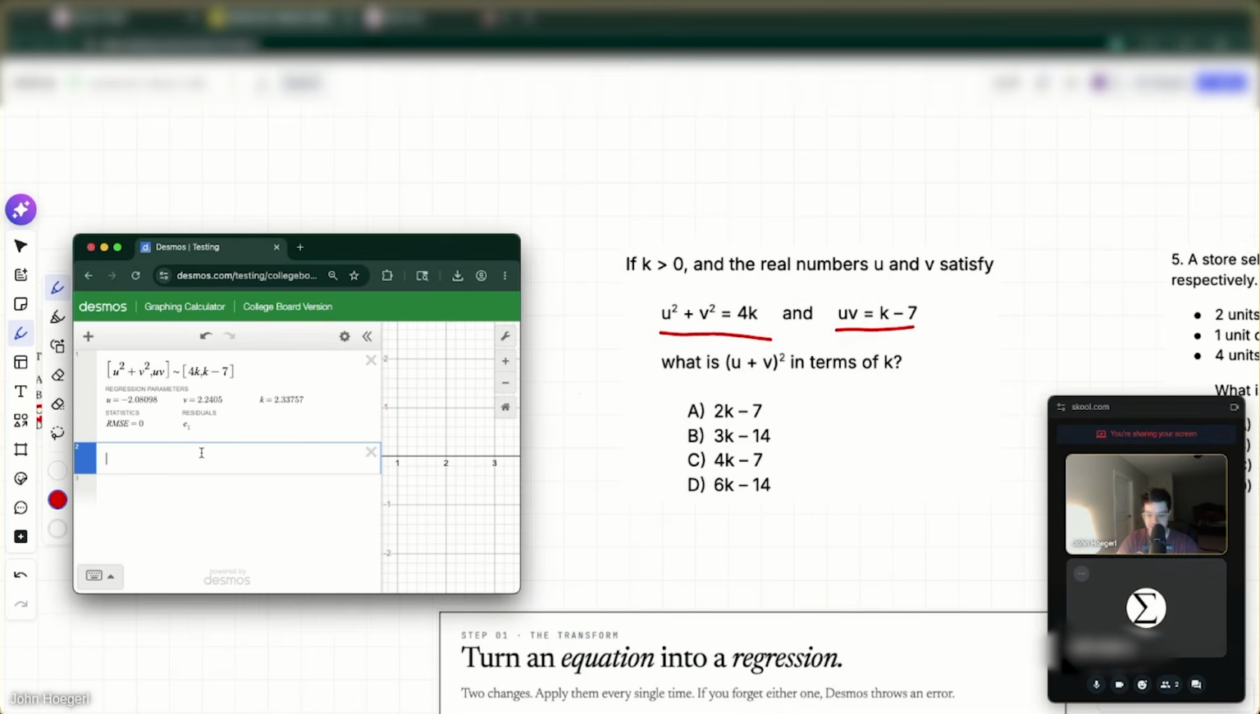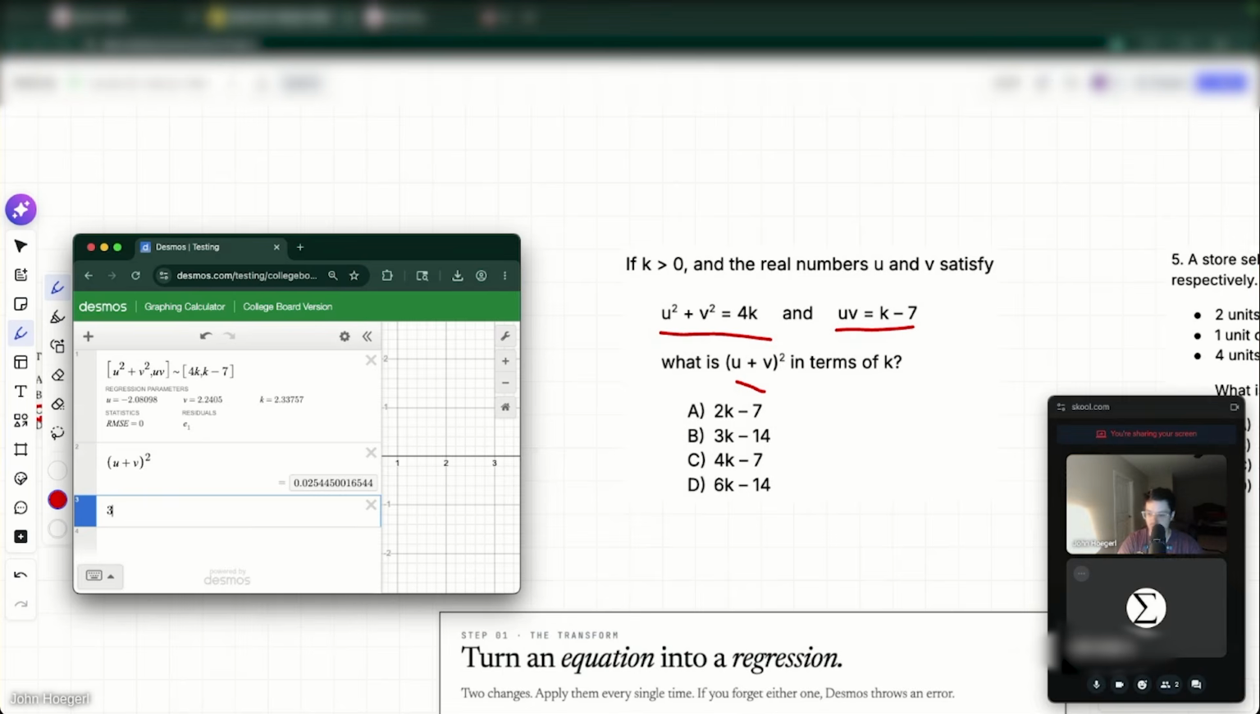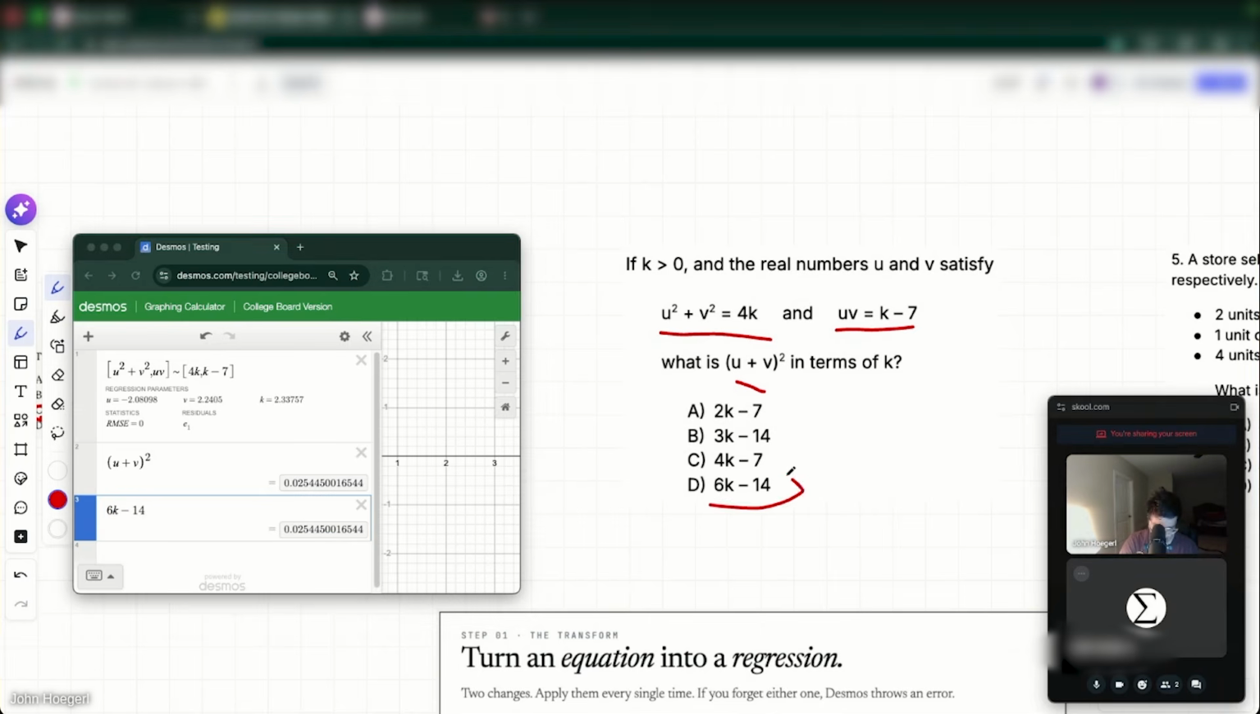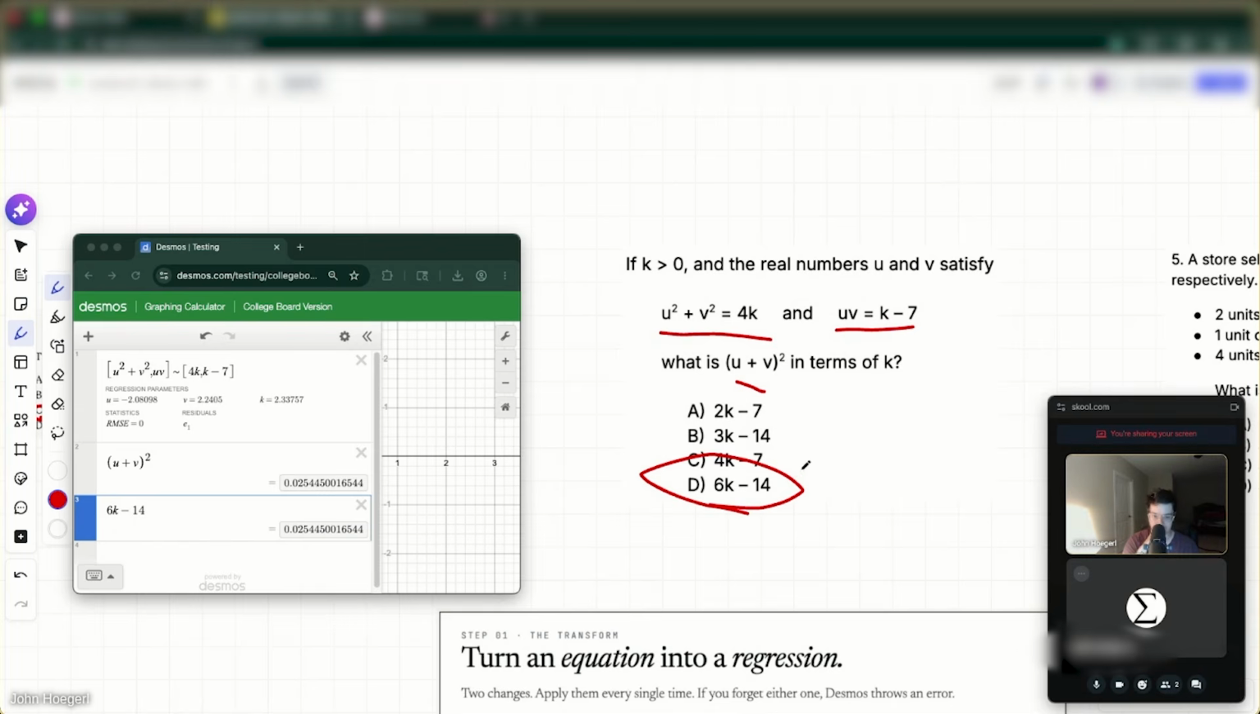So in order to do that, I just have to put here u plus v squared, and we just see what that would be. And then it asks us which one of these is the same as u plus v squared, essentially. So I can try out each of these. I could do 2k minus 7. I could do 3k minus 14. I could do 4k minus 7. But none of those are matching with what we have up here for the u plus v squared. So we have to ultimately go to 6k minus 14, which would be 0.25 for the thing. So D is going to be the right answer here.